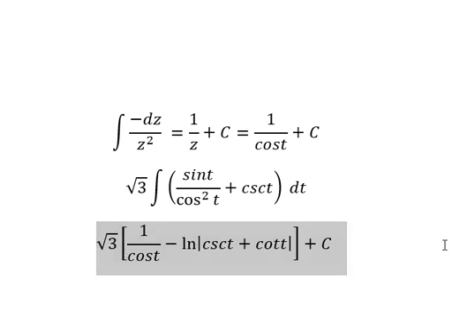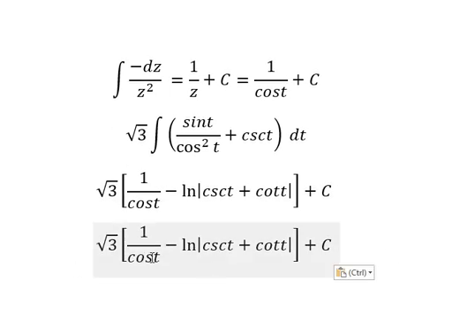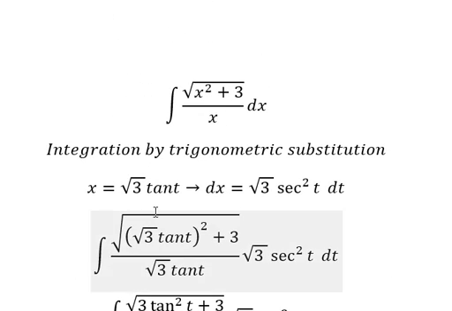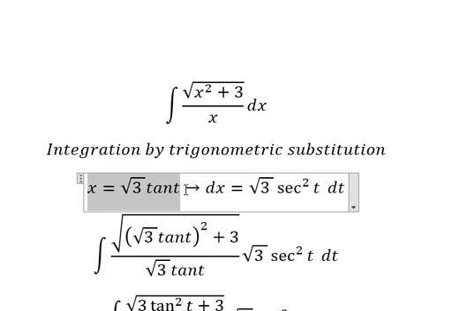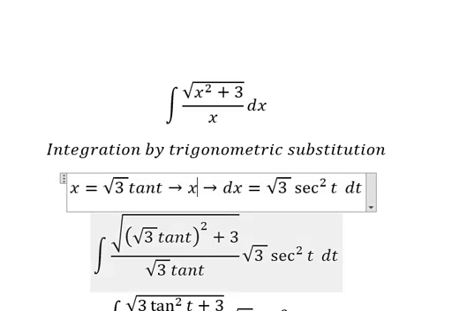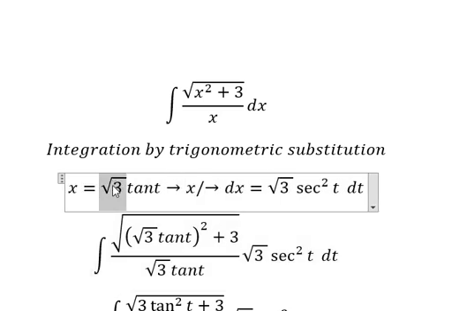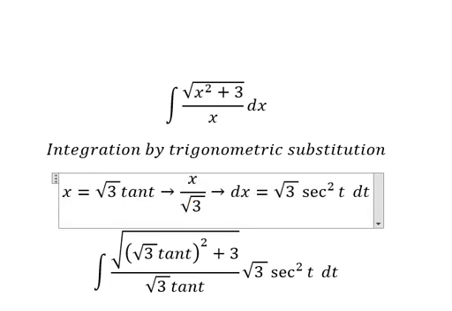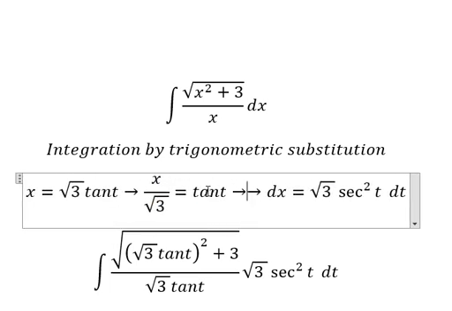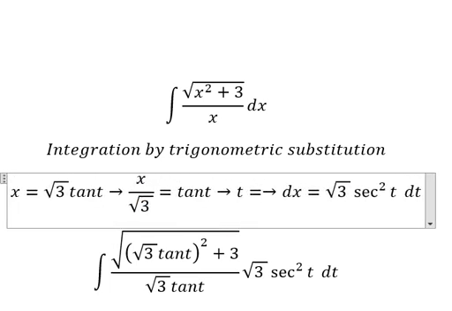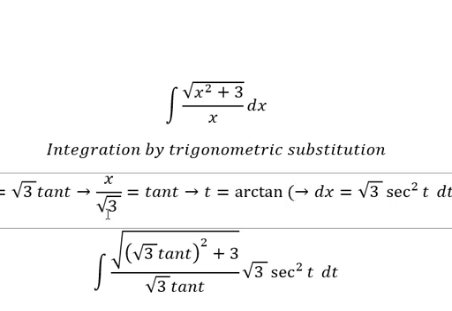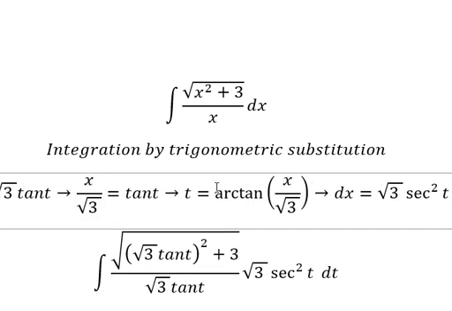Next, about t, that is this one. So we divide both sides by the square root of 3. And now we have t equal to arctan of this one. So I will put this one to change for t.